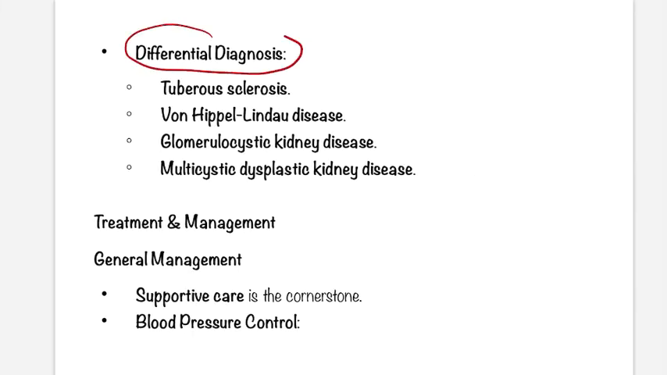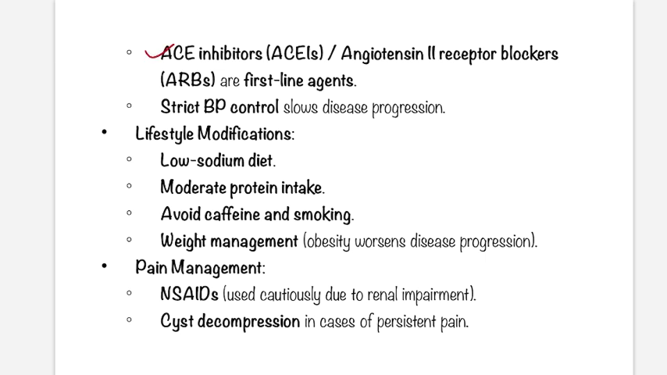So what is the differential diagnosis? Just see tuberous sclerosis, VHL, glomerulocystic kidney disease, and multicystic dysplasia. So these are the broad differential diagnoses of this condition. How will you treat or manage this condition? Supportive care: blood pressure control, with ACE inhibitors and ARBs being the drugs of choice. Strict BP control, lifestyle modification in the form of a low sodium diet, moderate protein intake, avoiding caffeine and smoking, and weight management. Pain management with NSAIDs and cyst decompression. These are generally palliative or symptomatic management.